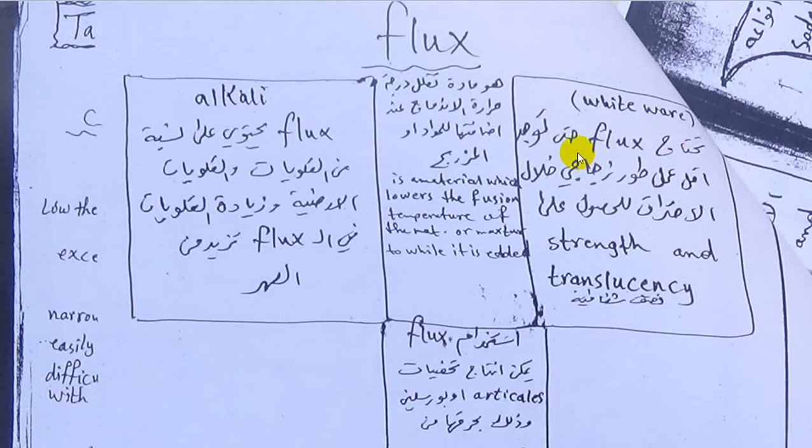White wares. The flux required to be used is less, to develop a less glassy phase, by concentration to get the strength and translucency. Meaning the flux is needed to create the smallest glass phase.